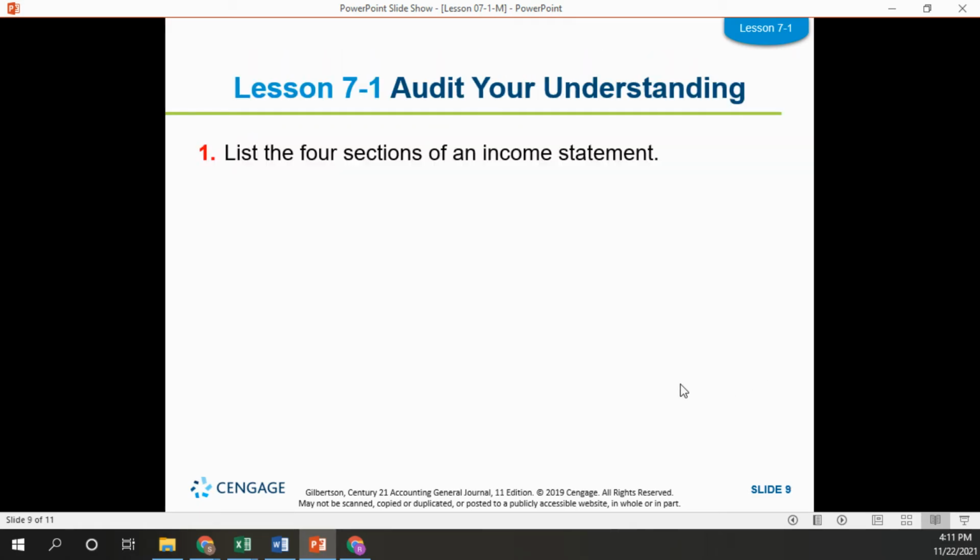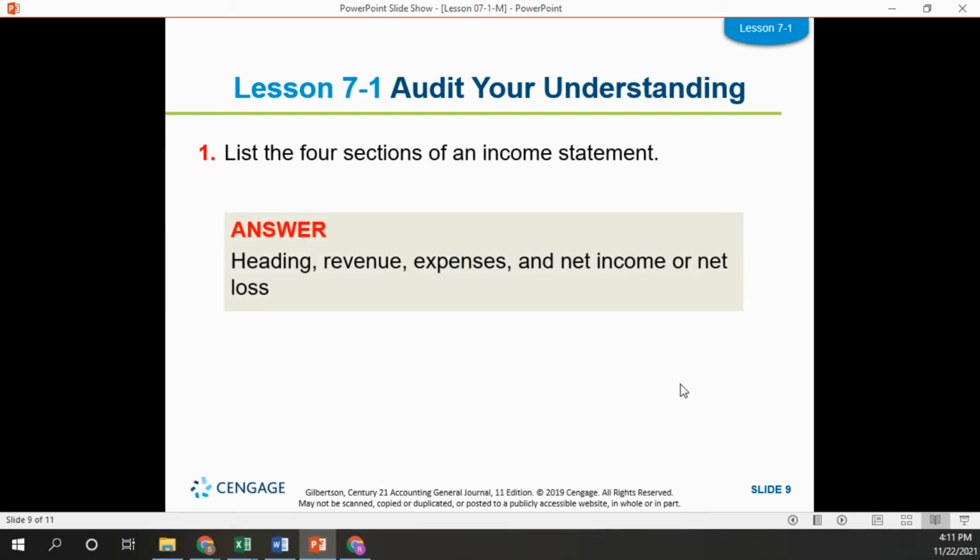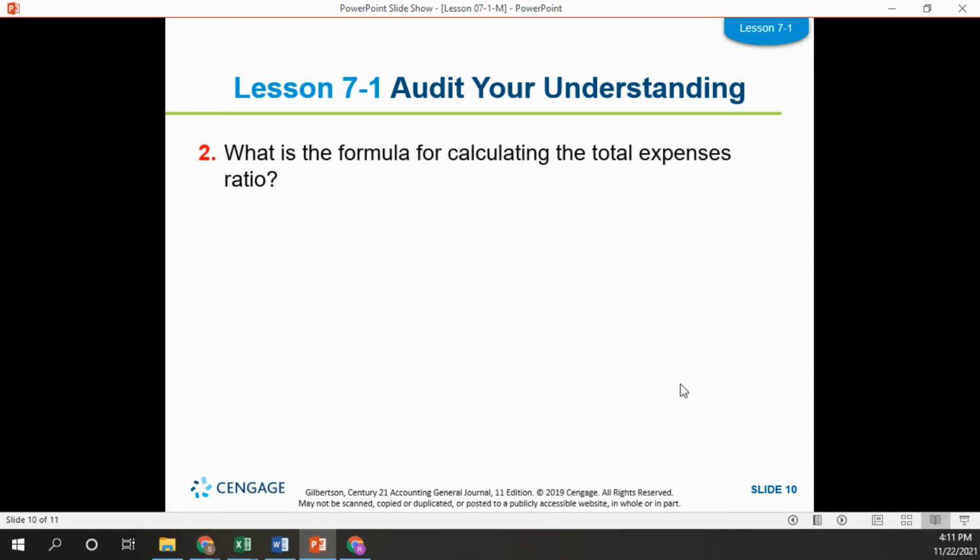So, audit your understanding. The first four sections of an income statement. Can you remember those? The heading, the revenue section, the expenses section, and either the net income or net loss section. Okay, heading, revenue, expenses, net income, net loss. Four main areas. We'll practice this in a moment.